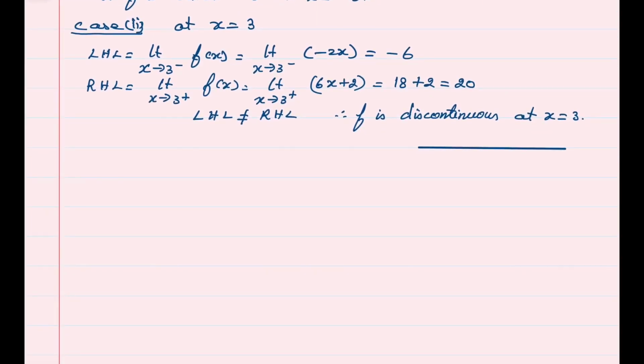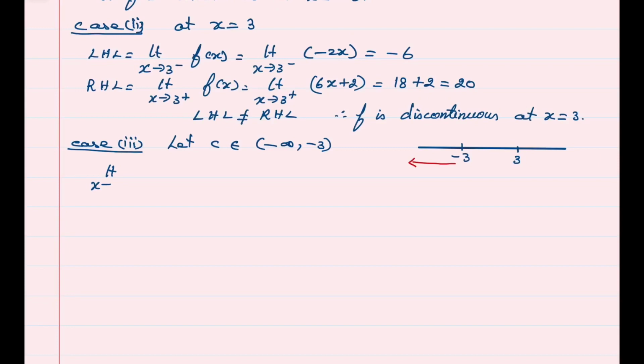In case 1, we checked the continuity at minus 3, and in case 2 at x equal to 3. Now we will check for all real values which are less than minus 3. Case 3, let c belong to minus infinity to minus 3. We need not do LHL, RHL for this case because we have only one definition, which is the x less than or equal to minus 3 definition.